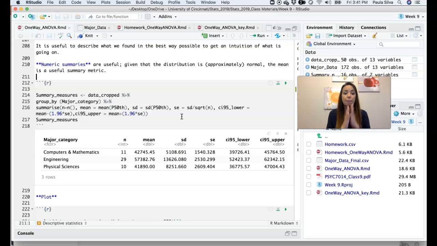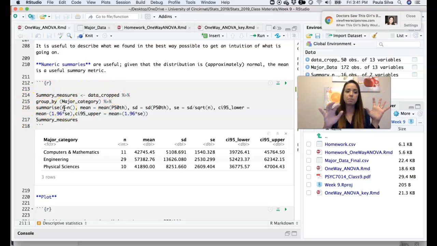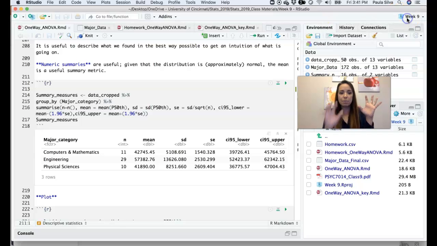I'm going to suggest that we get, and you're used to this because we did the same thing for the t-test, we're asking R to open up the data set, just data cropped, and then keep it open, right? So you keep the output of one command when you pipe, and the next command uses the output of the first command. So the output of the first command is just the data set. And then we ask R to group by major category and keep that grouping.